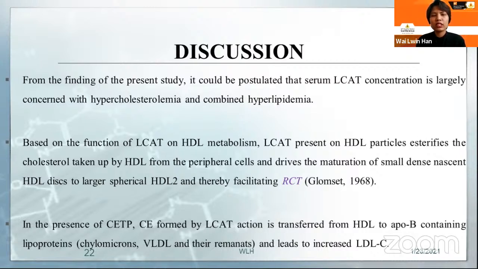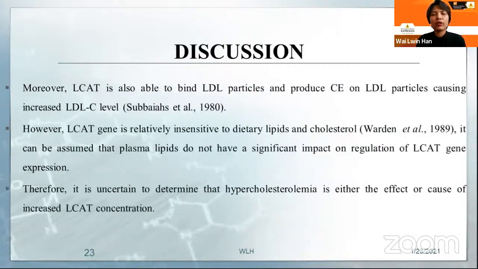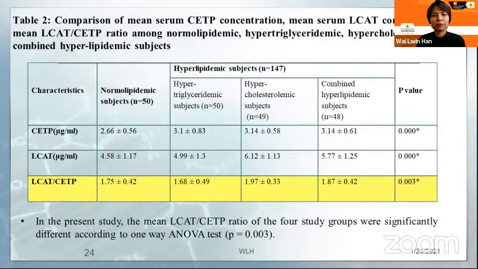In the presence of CETP, cholesterol ester formed by ALCA action is transferred from HDL to ApoB-containing lipoproteins such as chylomicron, VLDL, and their remnants, and leads to increased LDL cholesterol. Moreover, ALCA is also able to bind to LDL particles and produce cholesterol ester on LDL particles, thereby causing increased LDL cholesterol level. However, the ALCA gene is relatively insensitive to dietary lipids and cholesterol. It can be assumed that plasma lipids do not have a significant impact on regulation of ALCA gene expression. Therefore, it is uncertain to determine whether hypercholesterolemia is the effect or cause of increased ALCA concentration.